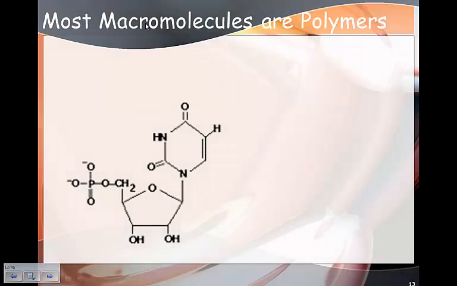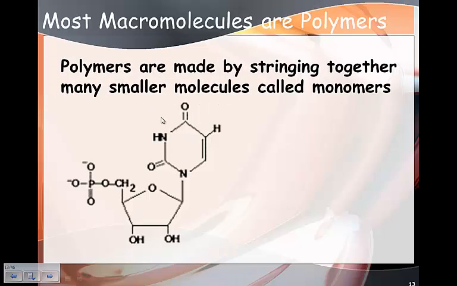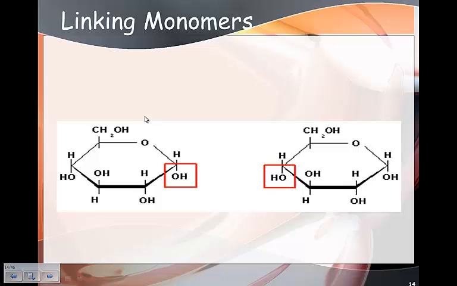Okay, so most of these macromolecules are polymers. So they're made up of many monomers. Here we have a perfect example of DNA. This is the sugar, and here is the phosphate group, and here is the amino acid. So polymers are made up of stringing together many molecules called monomers. And here's a nucleic acid monomer. Okay, how do we get them to stick together? We have lots of them, that's great, but how do they stick together?